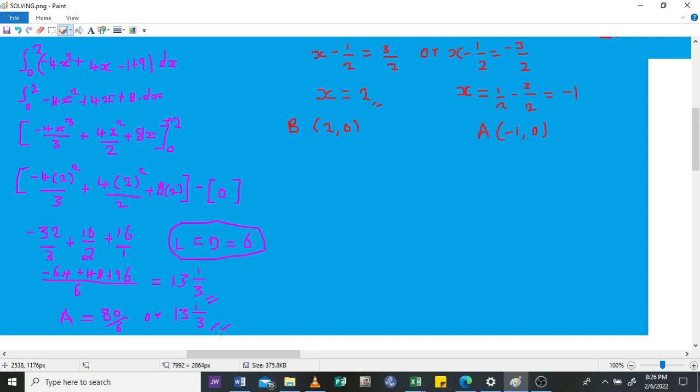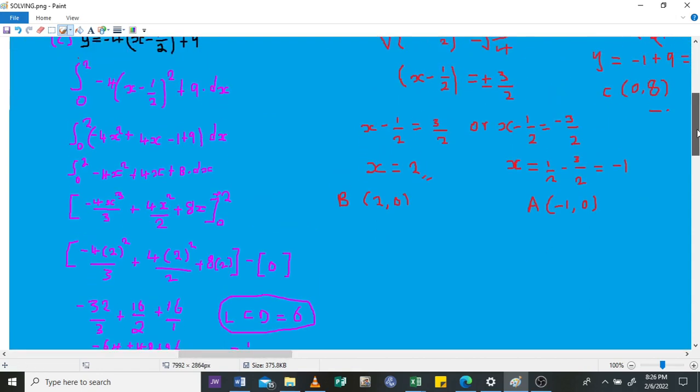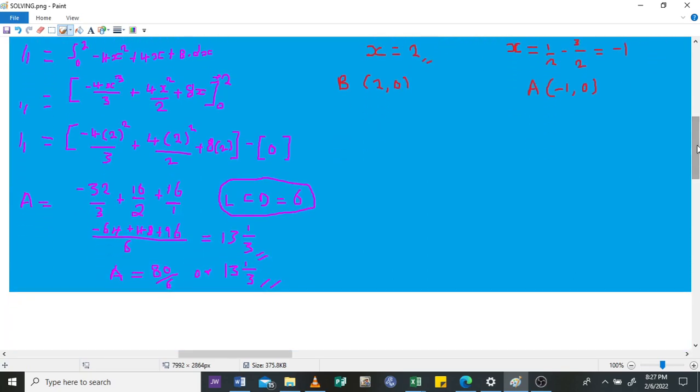So this is how we solve the area using integration. Remember, we are calculating the area of the shaded region, and this is what we found here to be the final area down there.